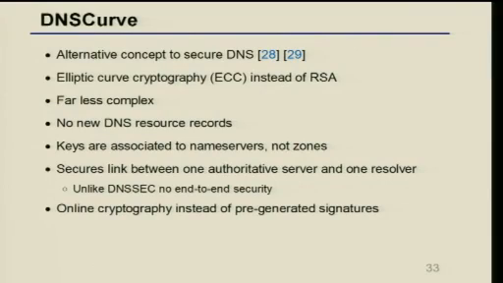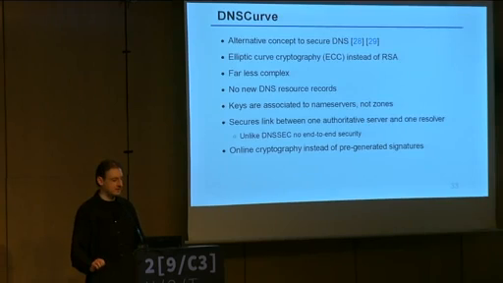DNS curve is an alternative concept to secure DNS. The most obvious change is it uses elliptic curves instead of RSA, and it is far less complex. It does not introduce any new DNS resource records. There are no DS records, no DNS key records, no signature records. And the keys are also associated to name servers, not to the zones. This is the difference.